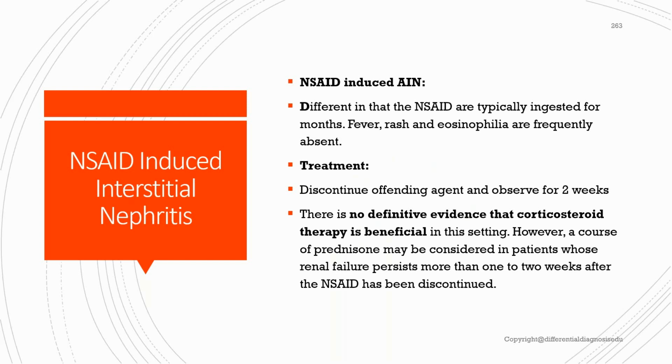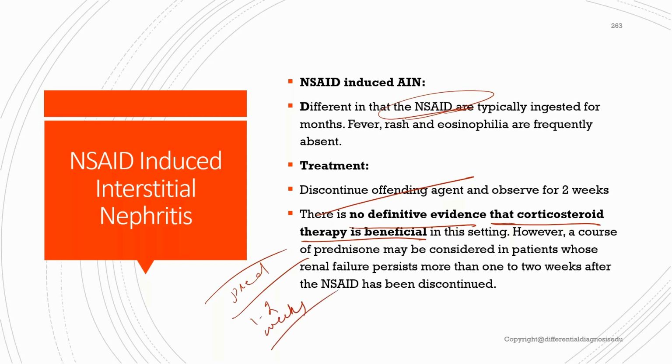NSAID-induced acute interstitial nephritis: the patient will have a history of NSAID use. Treatment is to discontinue the offending agent. There is no definitive evidence that corticosteroid therapy is beneficial, but sometimes I see nephrology putting the patient on low-dose prednisone for 1 to 2 weeks to see if the patient responds or not. So you can try that.